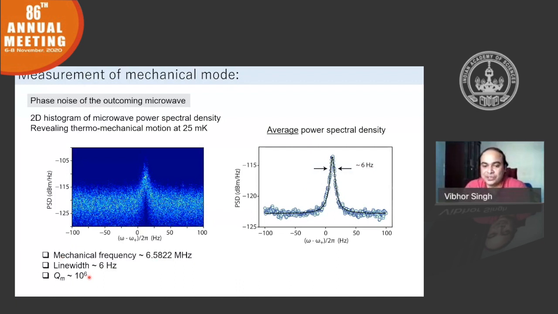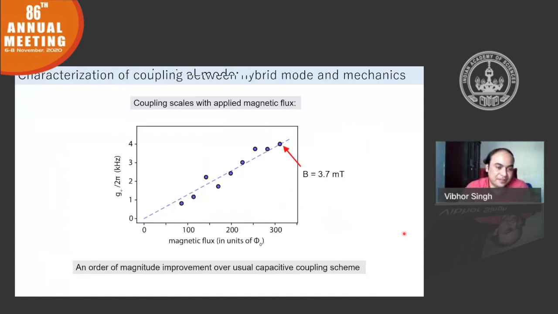So the advantage of measuring the thermal noise is that it allows you to calibrate the electromechanical coupling directly without any fit parameters. Here is what we have measured: the electromechanical coupling as the magnetic flux through the SQUID loop is increased. The maximum coupling that we have measured is close to 4 kilohertz, and it's actually quite large as compared to usual capacitive coupling schemes.